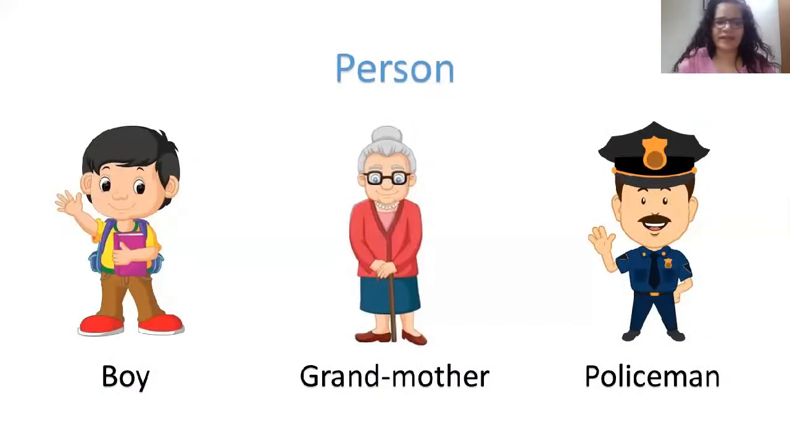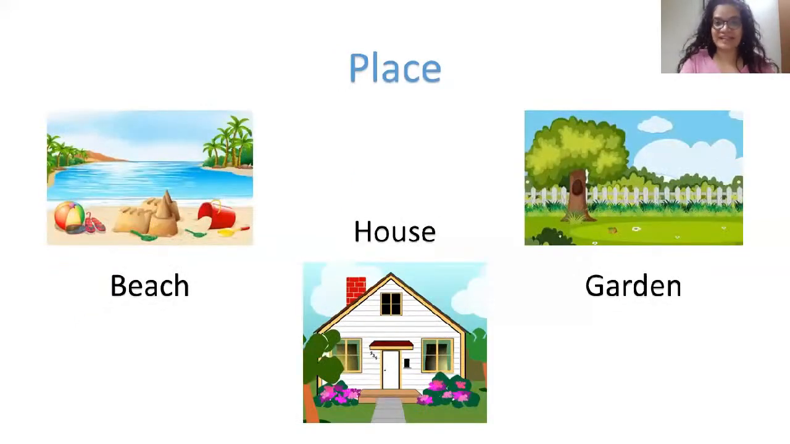Okay, so person. Who all can be a person? A boy, a girl, mother, father, teacher, policeman, milkman, washerman, grandmother, grandfather, aunt, uncle, baby, all of these are person. Okay, they all are people. Let's come to the next one. Place. What can be a place? Beach is a place. Your house is a place. Garden is a place. Mountain is a place. Anything. School is a place. College is a place. Anything where you go is a place.